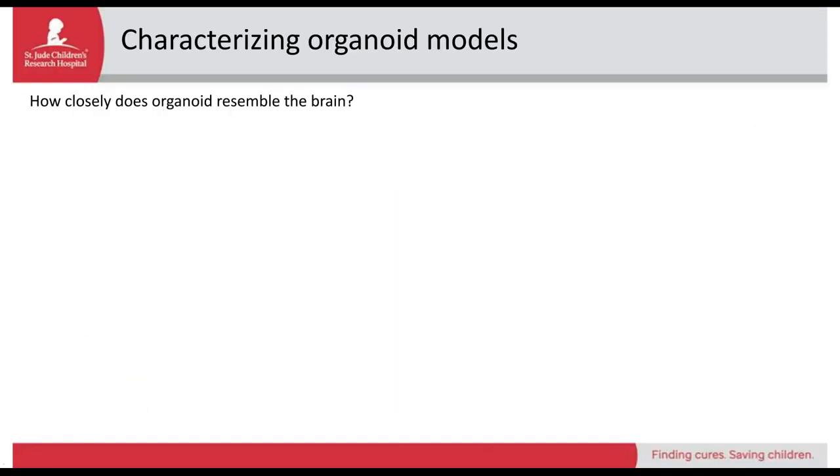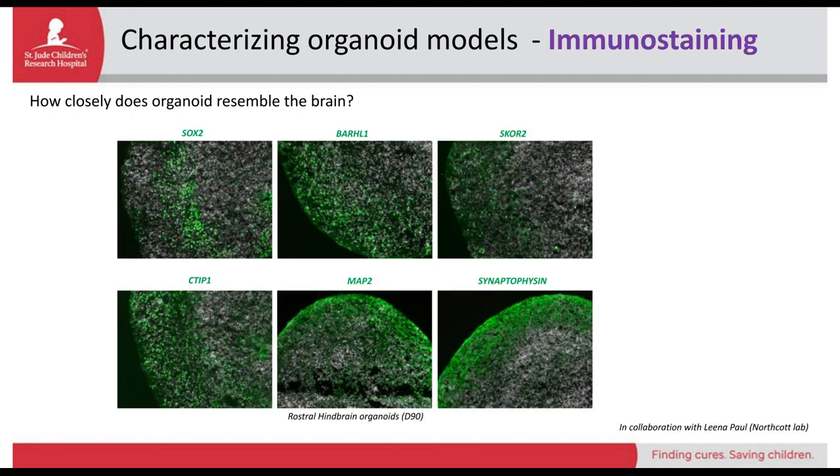Okay, so once you have an organoid, the next step is to determine how closely this organoid resembles the region of the brain that you're trying to model or mimic. Now, characterizing these models involves three main aspects. There are several assays that you can do for characterizing your models, but these are the three main aspects. The first one is immunostaining, which involves simply sectioning the organoids and staining them using antibodies against cell type specific markers and genes.